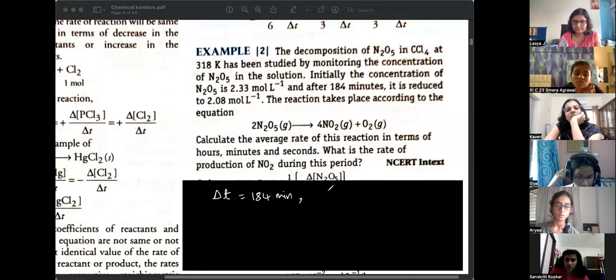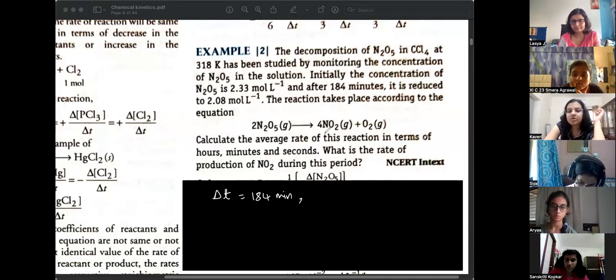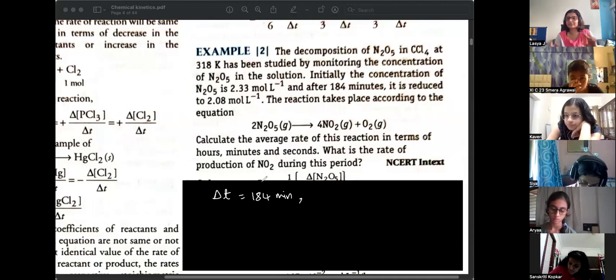Ma'am, the reaction that is written below doesn't have CCl4 in it. That's a catalyst, no? Decomposition of this in CCl4. So in CCl4, it is decomposing into NO2 and O2. That's more of a reaction medium or a catalyst sort of a thing.